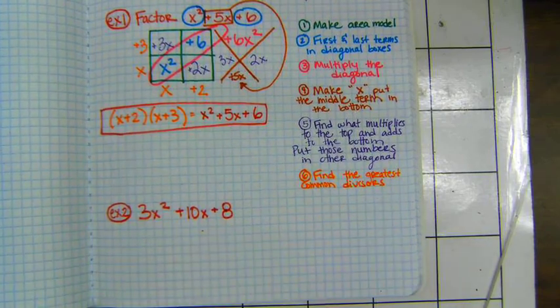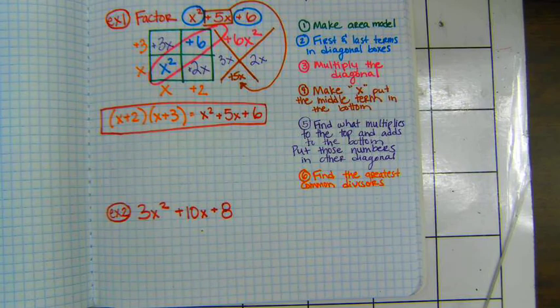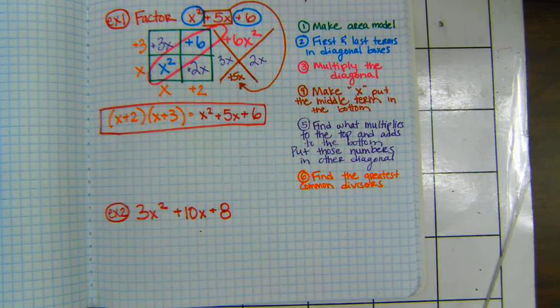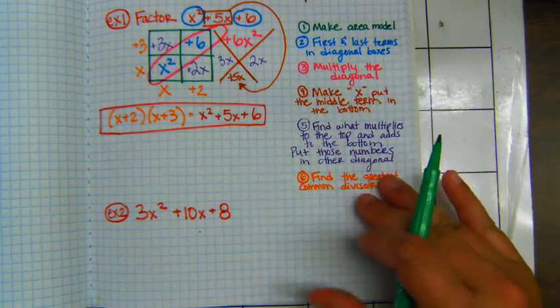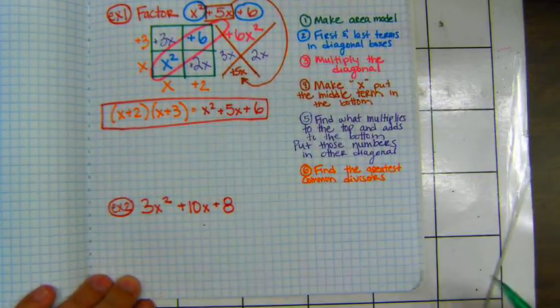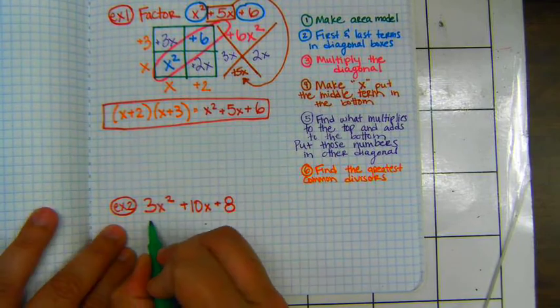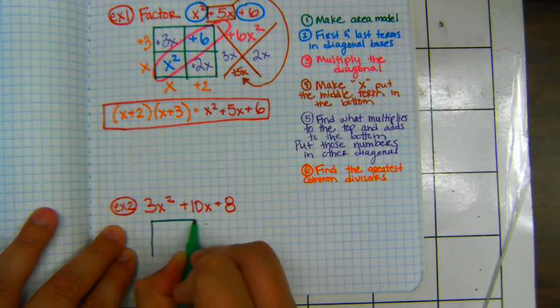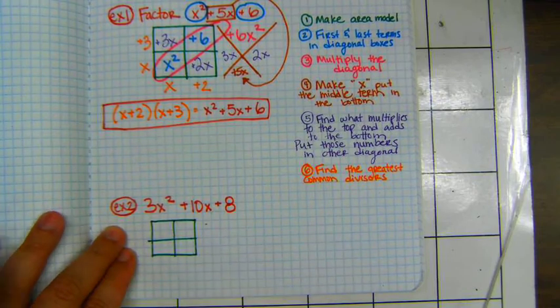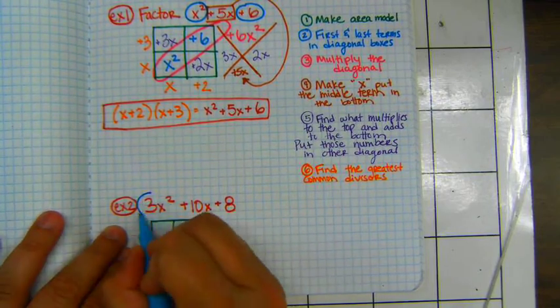Okay, so the video is going to pause. Go ahead and do it. And then now I am going to solve it. And I'm not going to write the directions again because you already have them. I'm just going to go by. I am going to use the same colors as I did so you can see which step I'm on when. First thing I'm going to do is make my area model. Okay, I put my first term in this diagonal, last term up here.